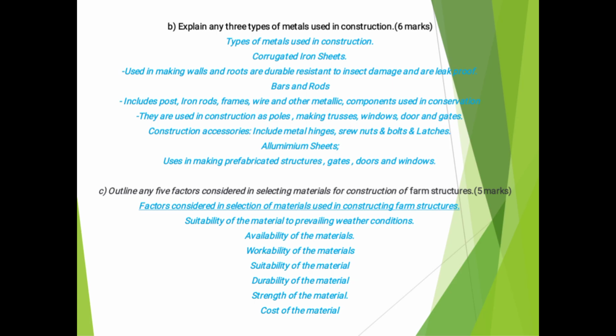Okay, part B of the question. Explain any 3 types of metal used in construction. We have corrugated iron sheets used in making walls and roofs. They are durable, resistant to insect damage and are also leak proof.